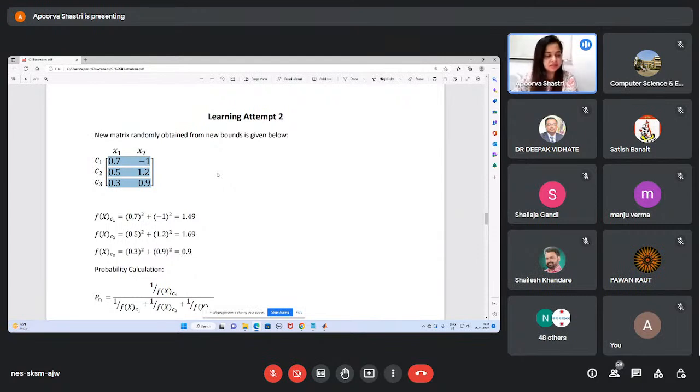What are the answers for objective functions for candidate 1, 2, and 3? Have you got the same answers? And what are the answers for probability calculation?